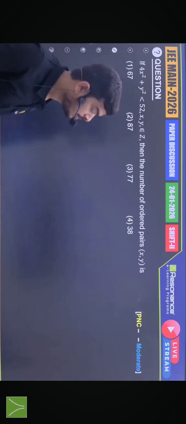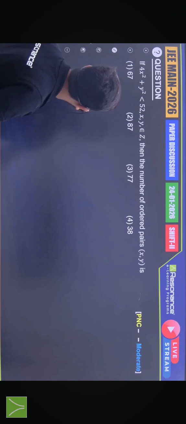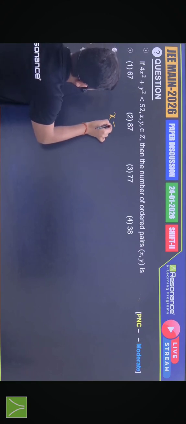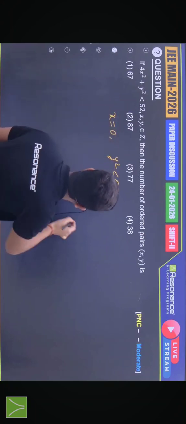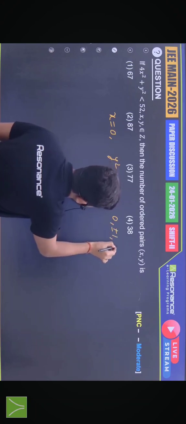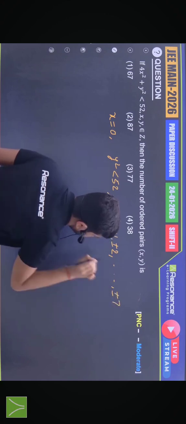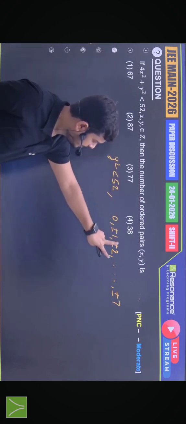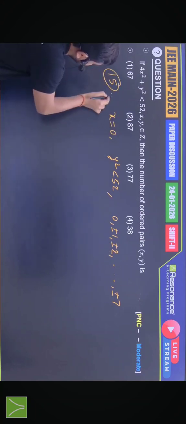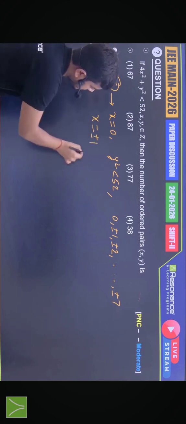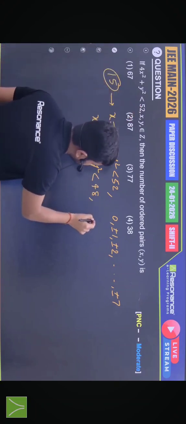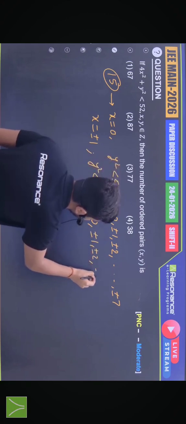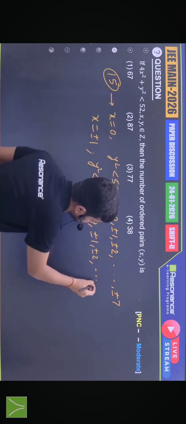Next question, this is a repeated question. You can go and watch the 22nd evening shift, I think. The same question is here. So how to solve this question? You have to take values of x. Suppose you take 0, you will get y square less than 52. That means the possible values of y are 0, plus minus 1, plus minus 2, up to plus minus 7. So how many elements are here? 15. So total 15 elements for the first. Now if you take x equal to plus minus 1, y square, put here 1, so 52 minus 4 will become 48. So this is 0, plus minus 1, plus minus 2, up to plus minus 6.